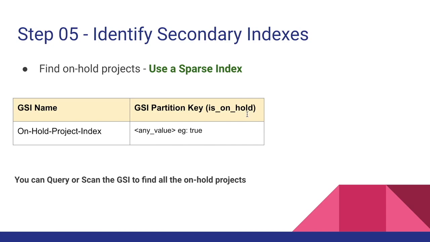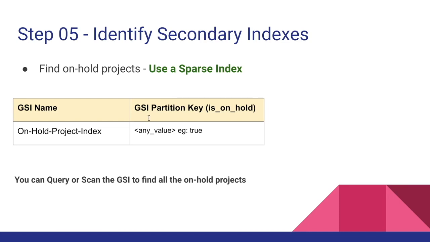But here I want to introduce another way of doing that, or a pattern used in DynamoDB. So that is called sparse indexing. So sparse indexing is nothing but another GSI or global secondary index, and we select the isOnHold attribute as its partition key. Now those 3 projects are on hold out of those 100 projects, right? So what we're going to do is we will update this isOnHold attribute to true, or any other value for that matter, in those 3 on-hold projects.